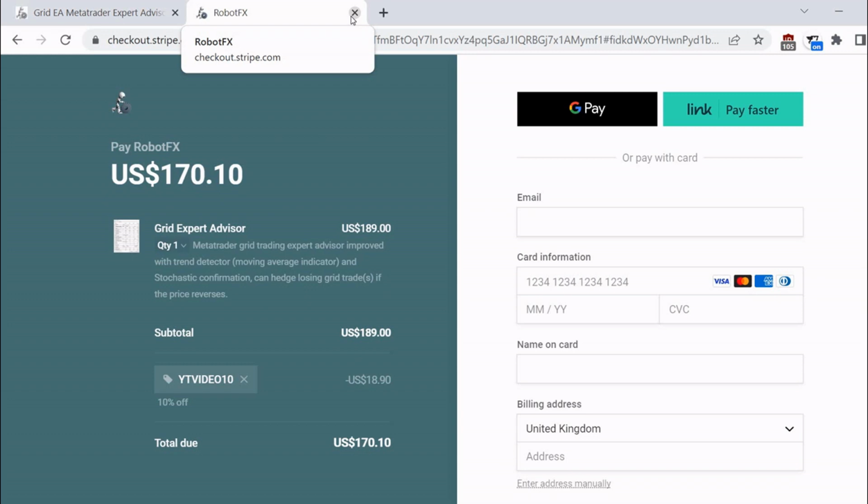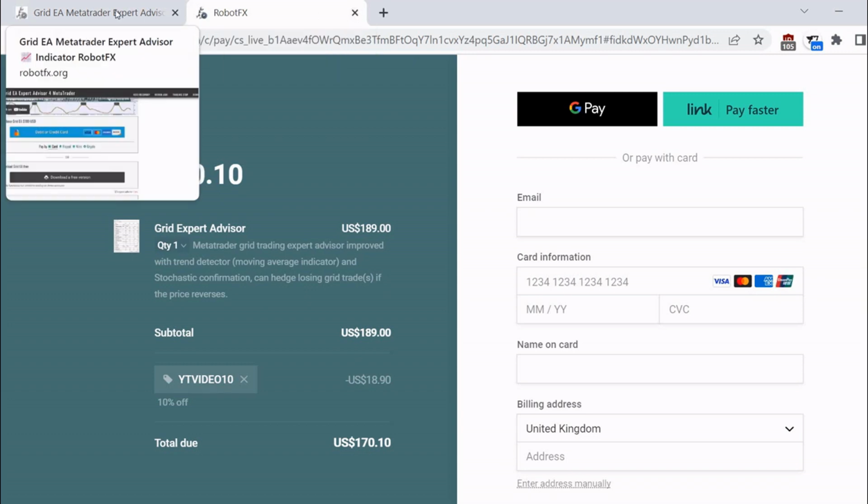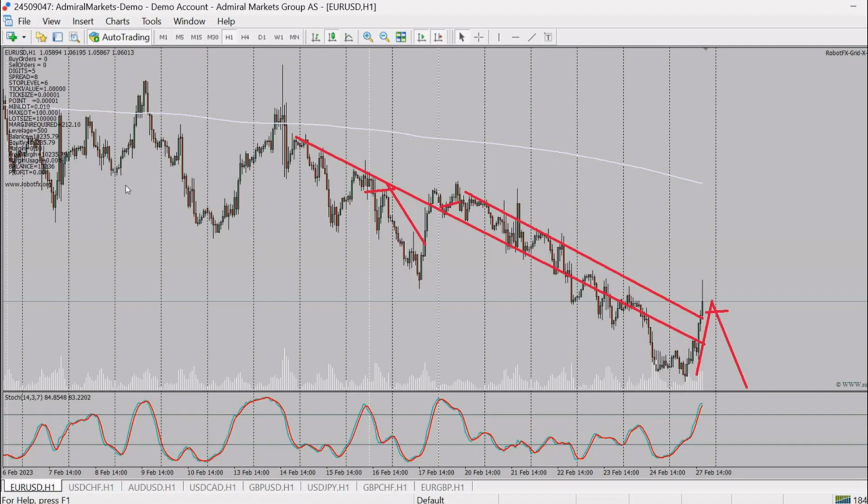Now I'm going to show you the strategy tester, and let's see what the expert advisor can do in the tester. I'm not going to focus on the results too much. I just want you to see how the expert advisor trades according to the trend and how it opens and closes the trades, manages them, and so on.